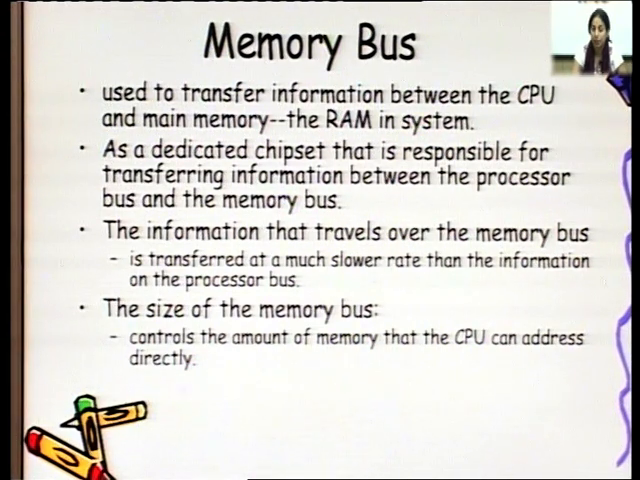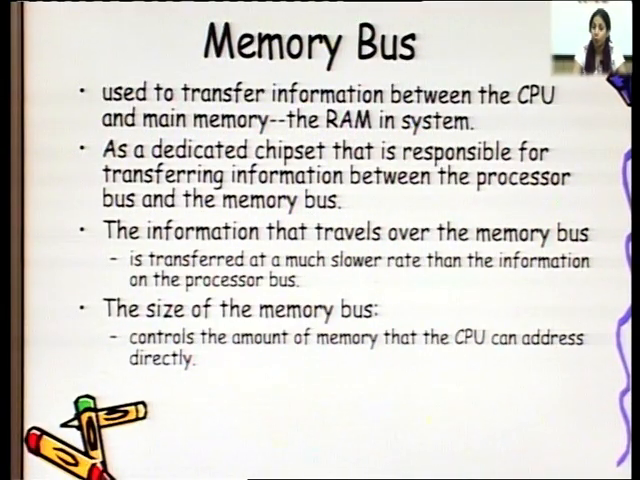Next is the memory bus. The memory bus is used to transfer information between the CPU and main memory. In the memory bus, there is a transfer of information between the CPU and the main memory system, you can say RAM, in the system, as a dedicated chipset that is responsible for transferring information between the processor bus and the memory bus. The information that travels over the memory bus is transferred at a much slower rate than the information on the processor bus.